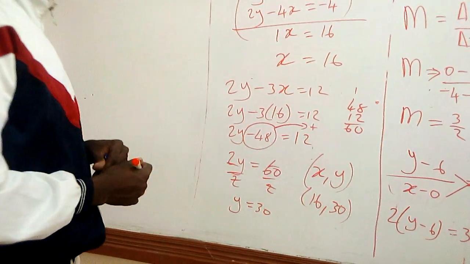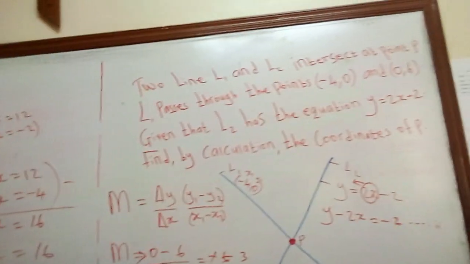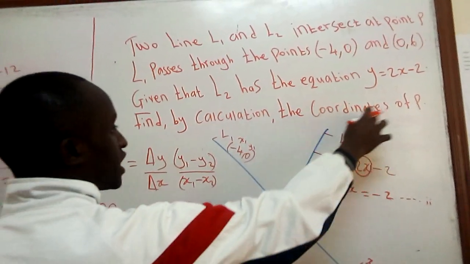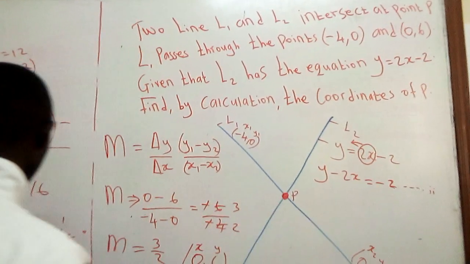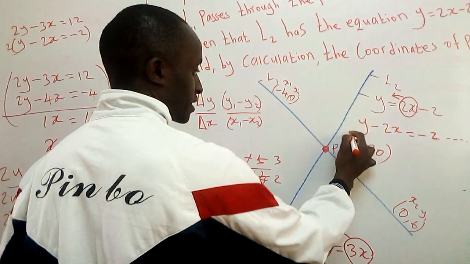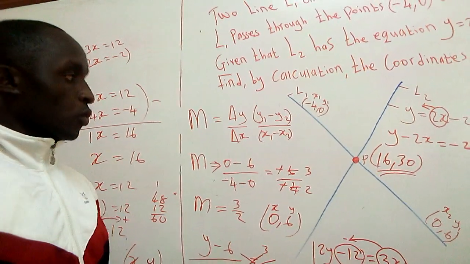And therefore, since the question was asking me by calculation to find the coordinate of p, the coordinate of p is going to be 16 and 30, and that is the answer to my question.